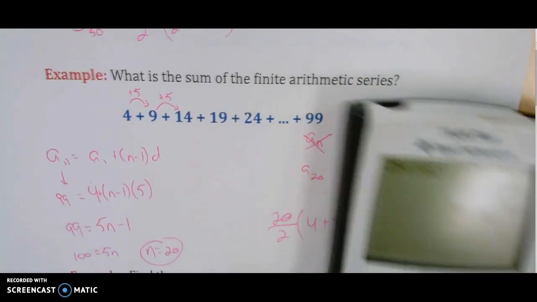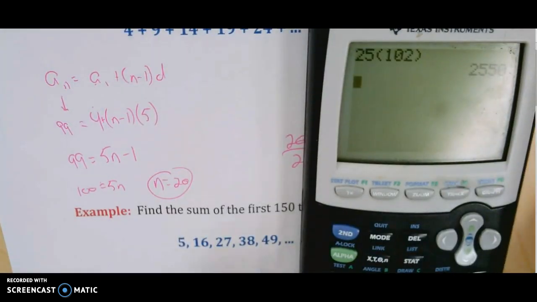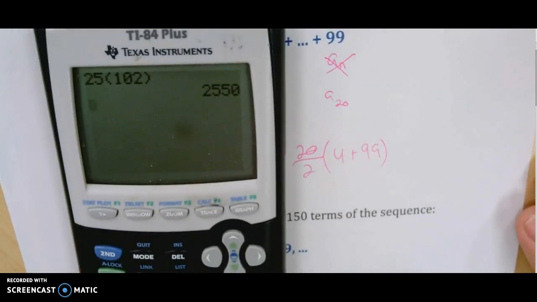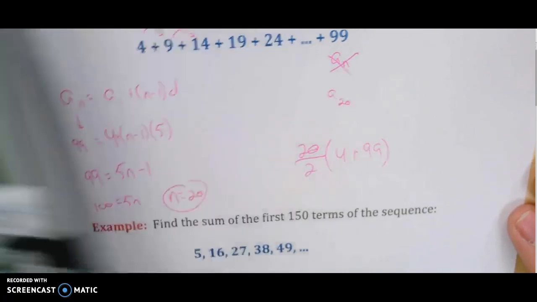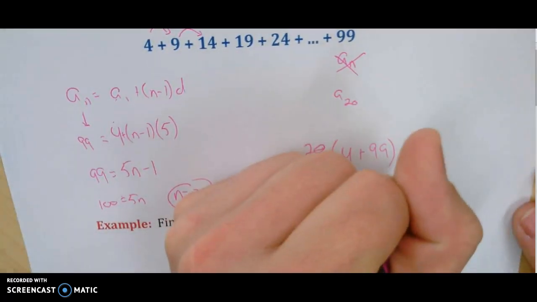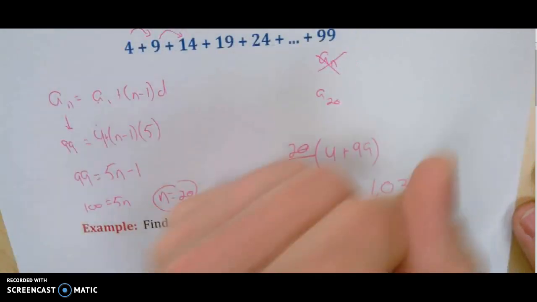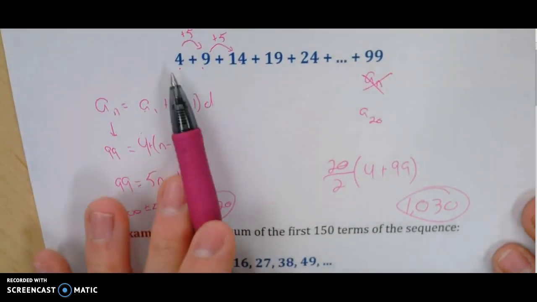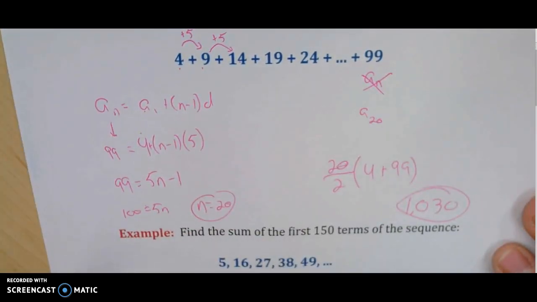99. In the calculator, I've got 20 over 2. Let me move this out of the way. 20 over 2, I can do that mentally. That's 10. 4 plus 99, well, that's just 103. So 1,030 would be our final result there. 1,030. And that, again, is the sum if I were to add all those values together. And if you don't believe me, you could double check. It might take you a few minutes, but you could do it.